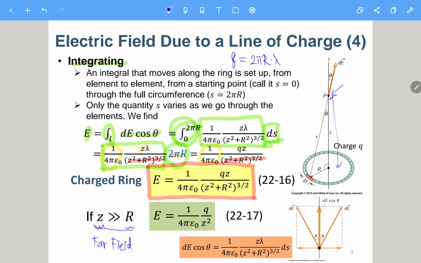So here, if z is much larger than capital R, then for this term, we can just ignore R squared.